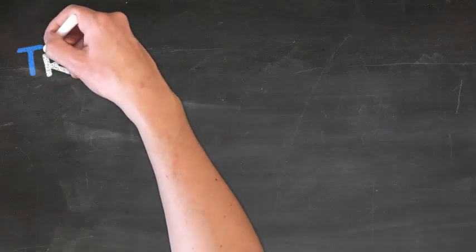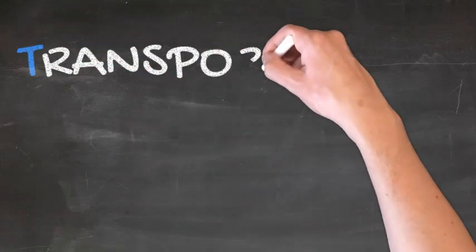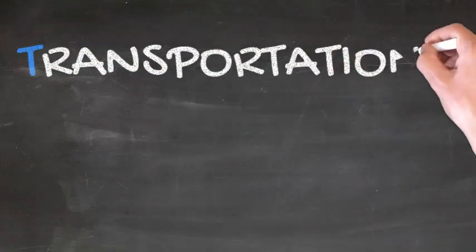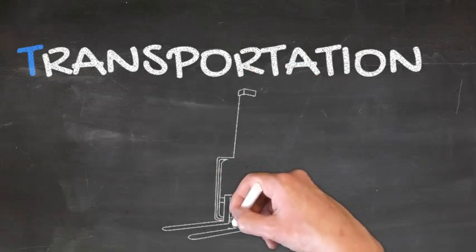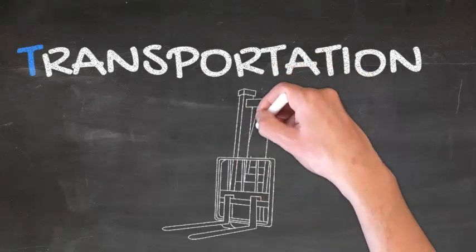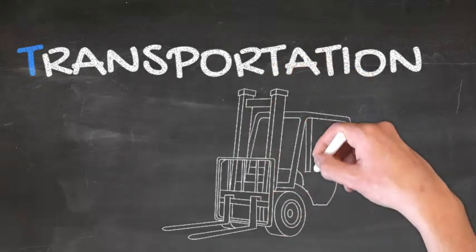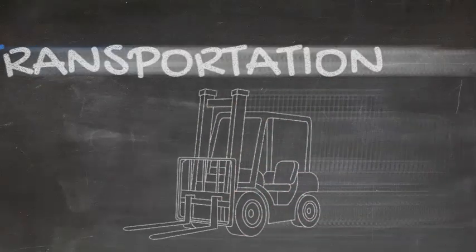T is for transportation. Anytime we have to move our product, we incur waste. A perfect process would be linear, with each successive process immediately feeding the next process, but that is typically not feasible.